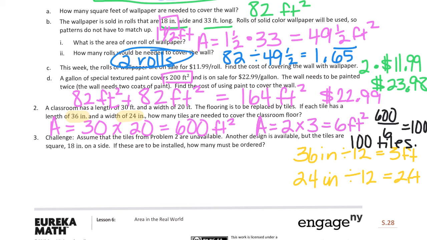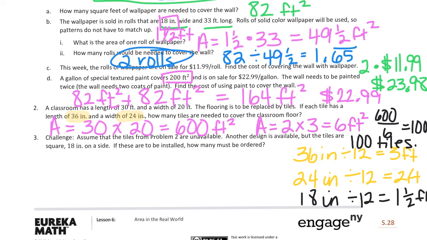Okay. Next problem, 3, is a challenge. It says assume the tiles from problem 2 are unavailable. Another design is available, but the tiles are square, 18 inches on a side. If these are to be installed, how much must be ordered? So I take the 18 inches and divide that by 12, sorry. And when I do that, that's 1.5 feet.